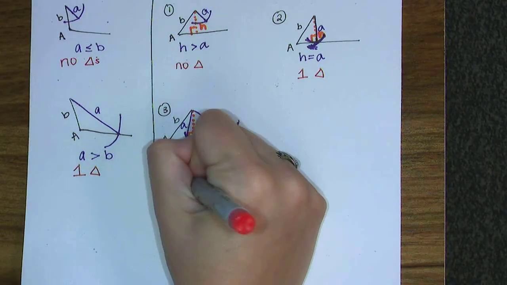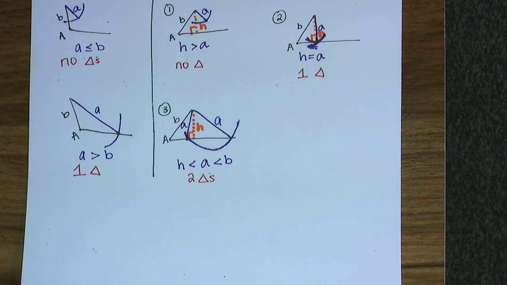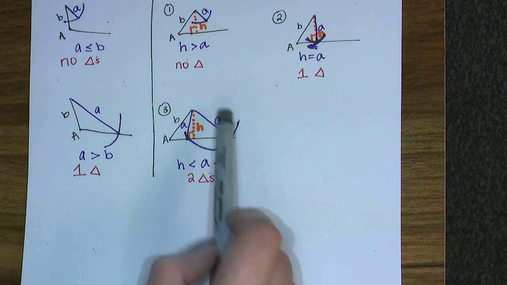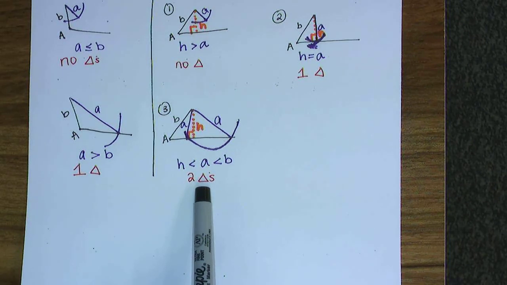In our last case, and let me pause for a second. With these, this right here is what gives you your number of triangles, and that means you actually have to solve for 2 separate triangles. And we will do an example of that as well.